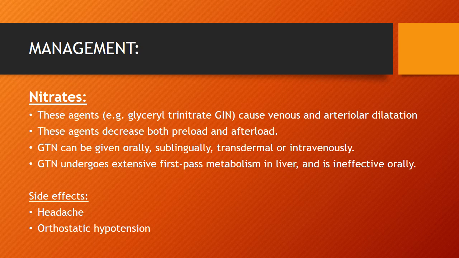So the GTN is given orally, sublingually, transdermally, or intravenously. It undergoes extensive first-pass metabolism in the liver and is ineffective orally. So the best way to give it during an angina episode is sublingual or IV. The side effects include headache and orthostatic hypotension.